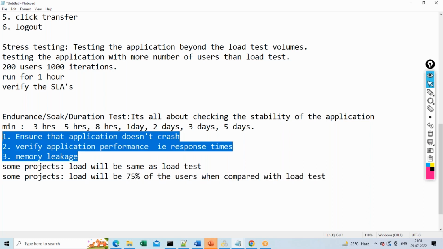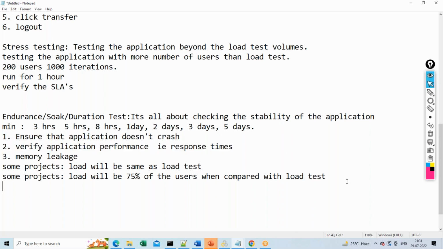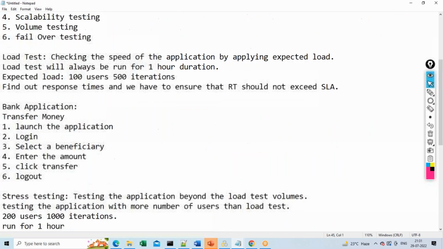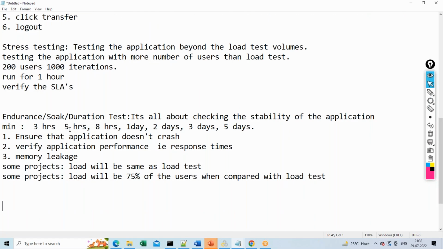If you go to any interview and they ask why you have to do an endurance test, it is to identify application response time issues, to identify memory leakage issues, and to identify whether there are any server crash logs and all those things. These 3 points you can mention. Then we covered these 3 important types of testing: load testing, stress testing, and endurance testing.